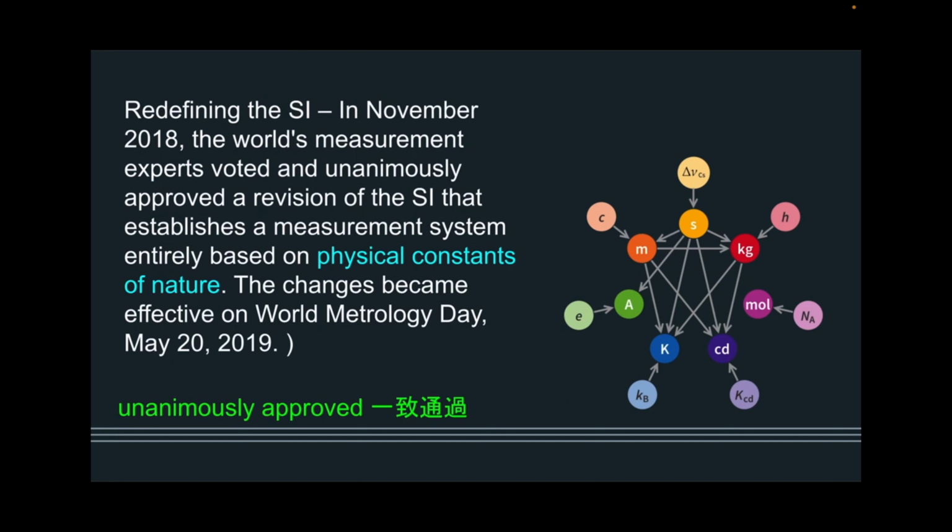So now, redefining the SI units: in November 2018, the world's measurement experts voted and unanimously approved a revision of the SI. So now the 7 SI units are all based on physical constants of nature. So like here, the kilogram corresponds to the natural constant, the Planck constant, and the meter corresponds to the light speed, and the ampere corresponds to the elementary charge here.